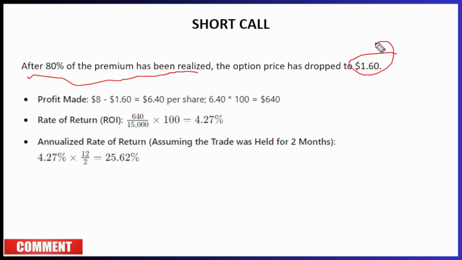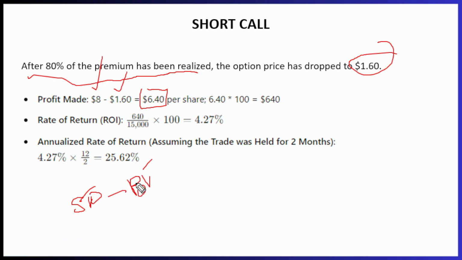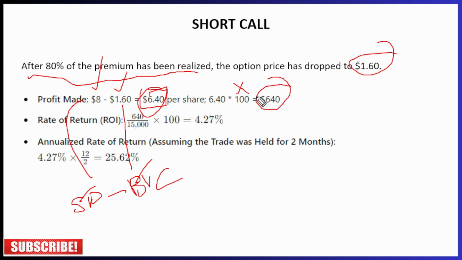I mean, realized because we closed the trade. So basically, we sold for $8. We bought back for $1.60. We made $6.40. Okay, for those of you that didn't have a clue what I talk about, I'm gonna show you guys in a sec on TastyWorks. Anyway, we sold to open and we bought to close. Okay, sold to open for $8 and bought to close for $1.60. We capture here the difference and multiply that by our option multiplier. We made $640 because we made $6.40 per share and there was a single contract.